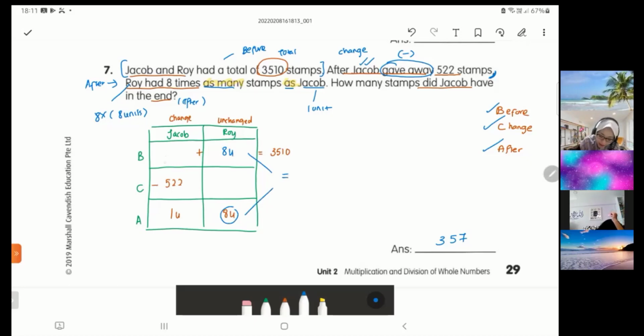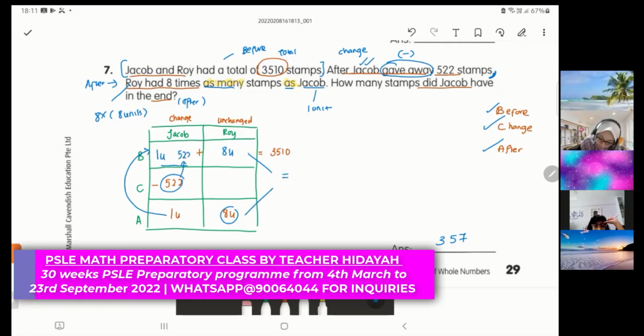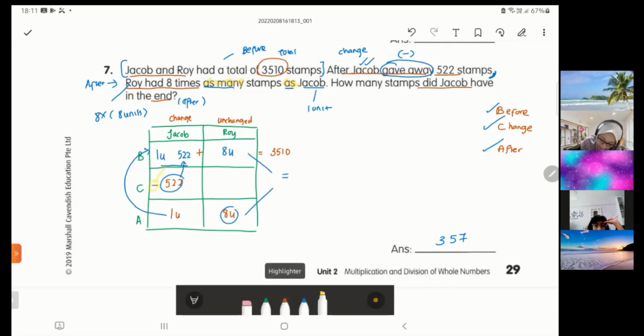So there's a blank there. We are going to fill up the blank. The 1 unit, carry back on top. Then the 522, bring back on top. Then the minus also bring back on top, but the minus will become a plus. It becomes the opposite. It means whatever he gave away, I take it back. Because before is at first what? At first he didn't give it away. At first he had those stamps, right? So we're going to pluck it out, this whole thing, and then we rewrite.